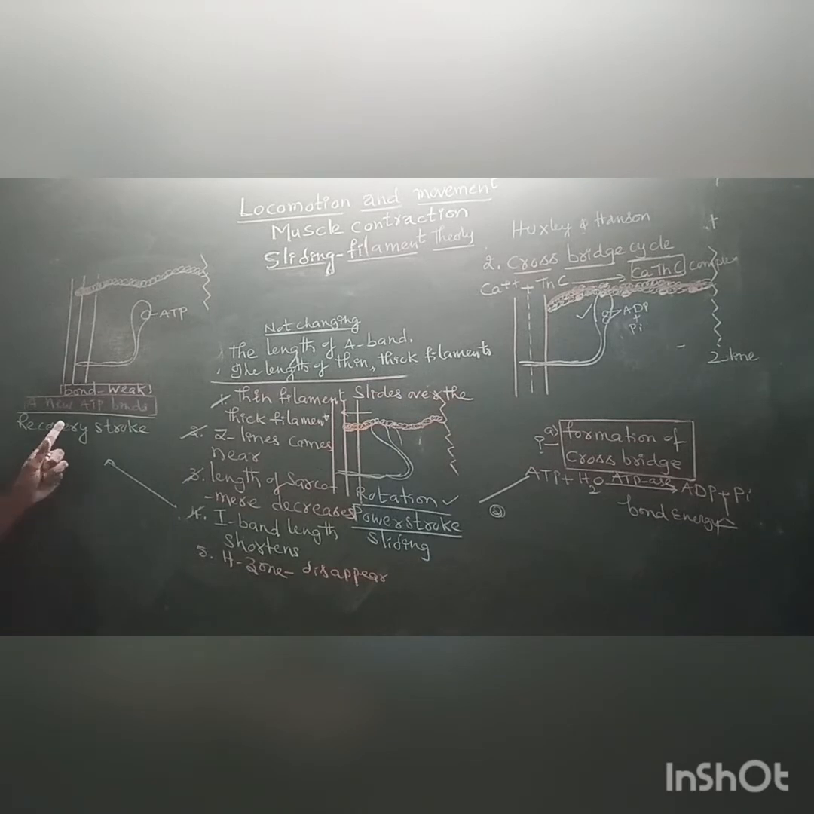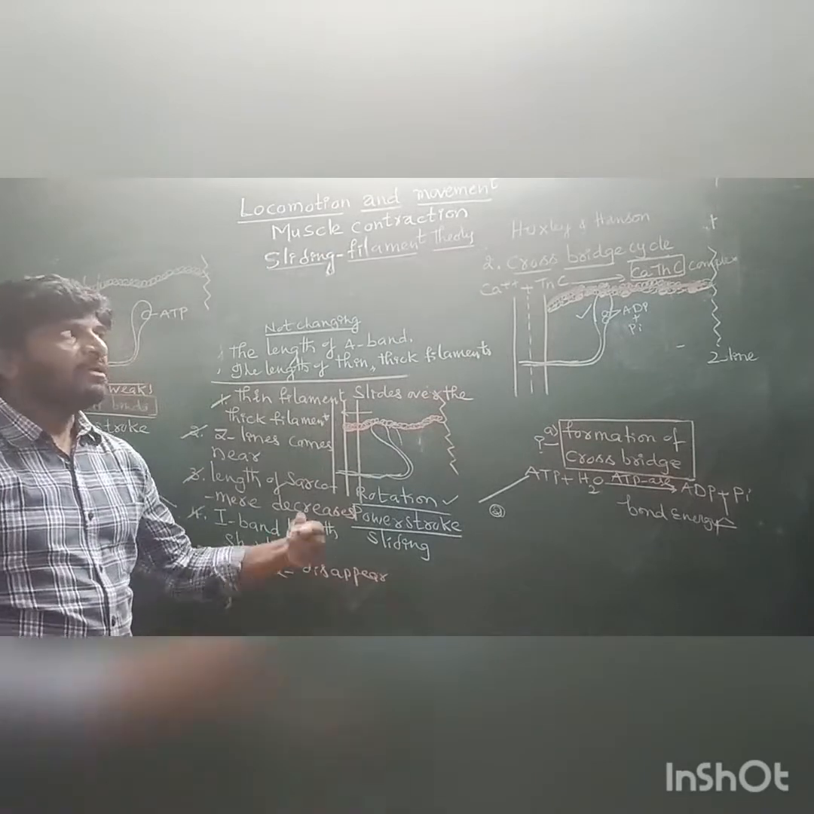When do the Z lines come to normal? During the relaxation of the muscle. Please remember, Z lines come to normal only during muscle relaxation, not during the recovery stroke. So, I will tell you the sequential steps in muscle relaxation.